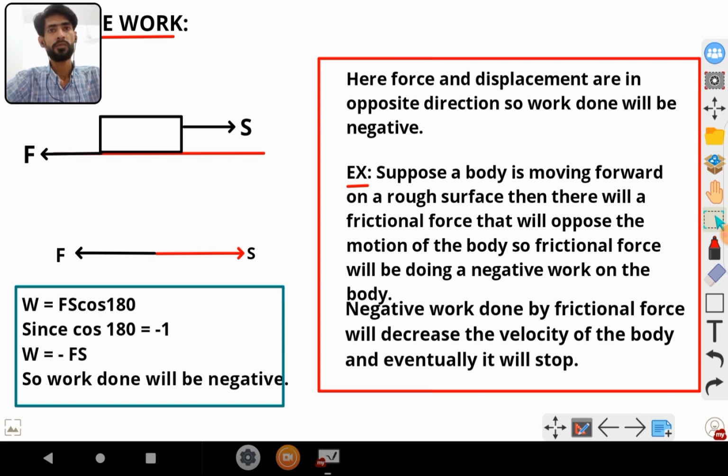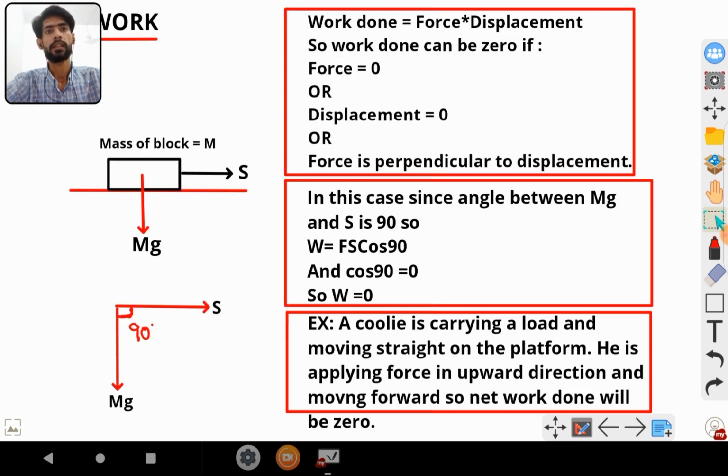Suppose a body is moving on a rough surface. Okay, it has some velocity, it is moving on the rough surface. Since it is a rough surface, it will have a frictional force. Now the body is moving forward and frictional force always opposes the motion of the body. So frictional force will be applying on it in the backward direction. So what will frictional force do? Frictional force will do negative work on the body and it will keep on opposing the body till the velocity of that particular body becomes 0. So here we can say that work done by the frictional force is going to be negative work done. We can find this out by real life examples. Okay, now we can also focus on the next part, that is zero work done.